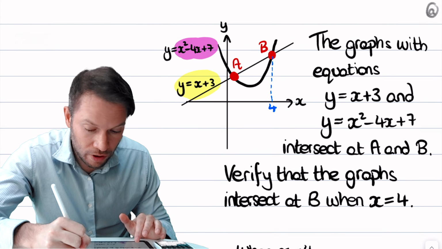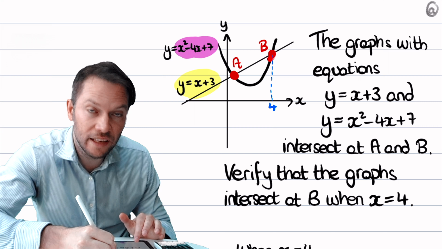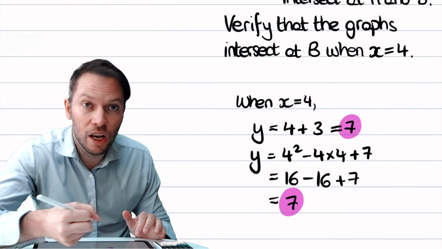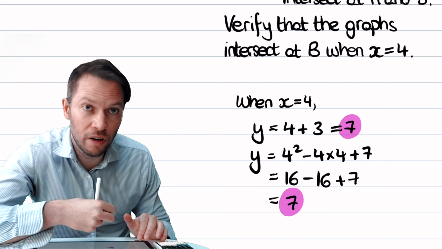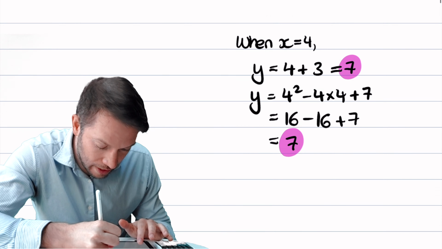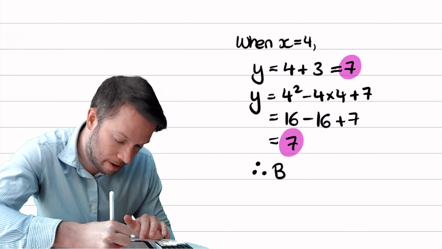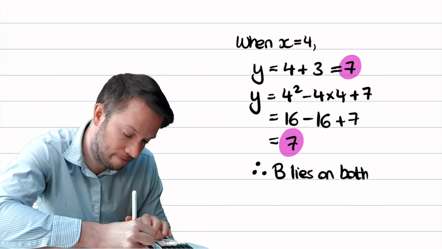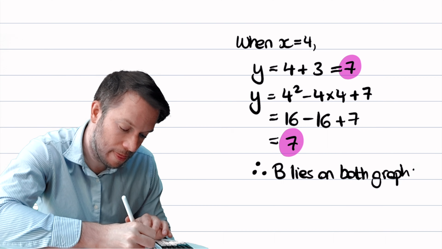So therefore, these graphs must intersect because the point B, which is (4, 7), lies on both of those graphs. It satisfies both of those equations. So let's just write at the end: therefore, B lies on both graphs. And we're done.